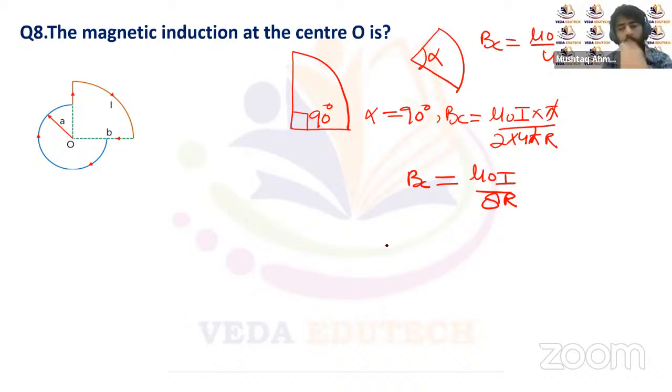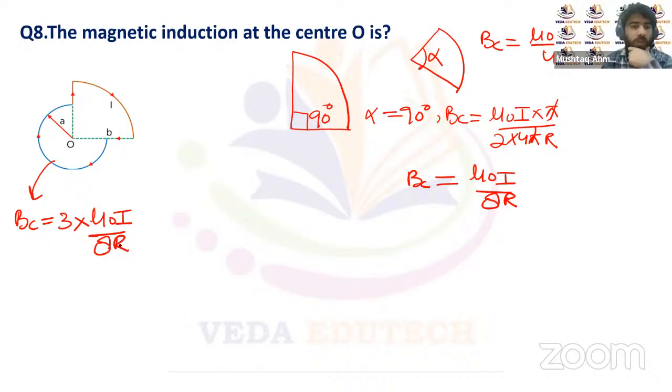Or we can say the net magnetic field because of this arc will be three times that of a quarter of a circle. That will be three times mu naught I upon 8r. Now, talking about the direction of this current, there are two lengths here.